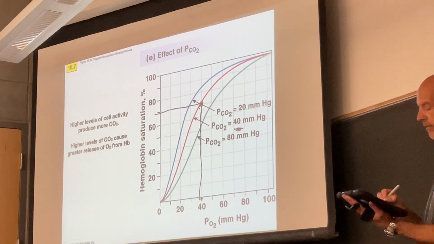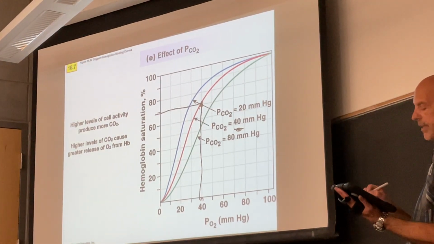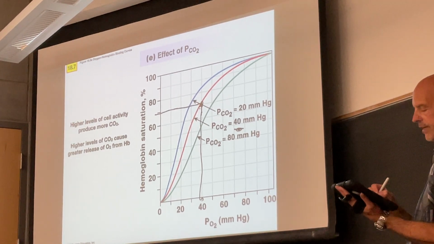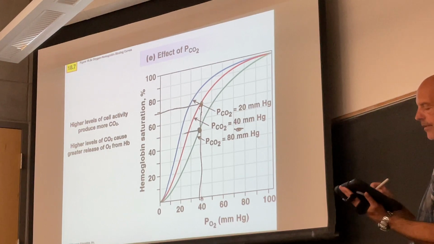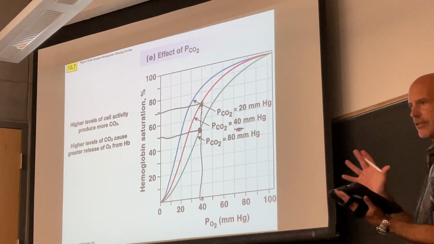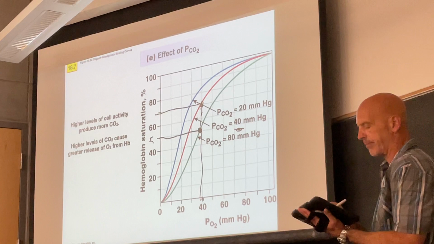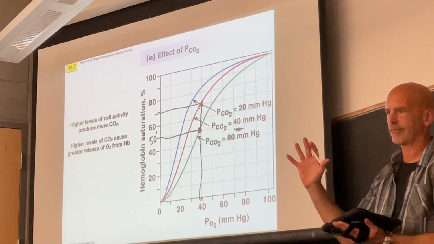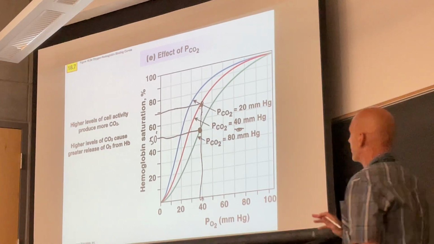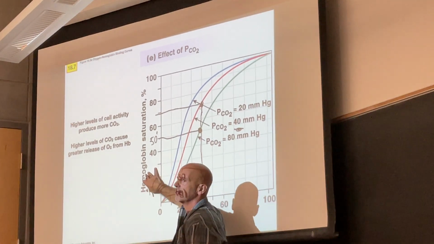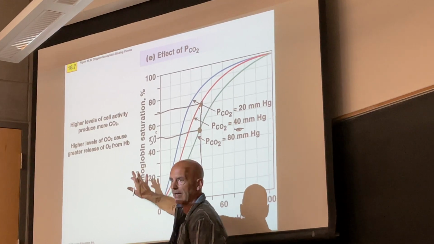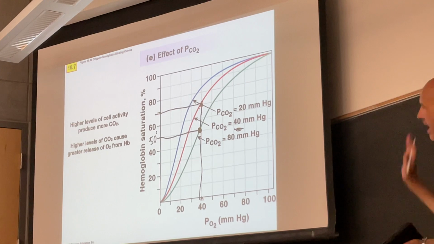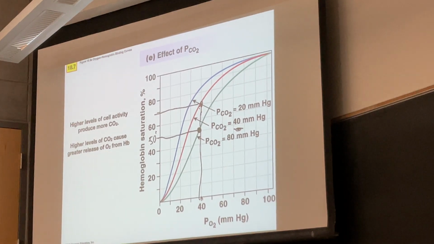Whereas if you were at 80 millimeters, the CO2 was a lot higher right here. Now you're going to shift it over here. So that same 40, the oxygen status is going to be around 50%, right? So you've gone from 70 to 50%, right, with excess carbon dioxide. So the hemoglobin is releasing a lot more oxygen, it's less saturated, in that situation when there's higher CO2. And the opposite would be true for the other end.